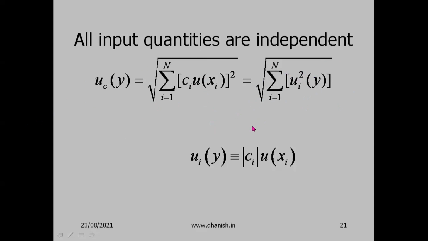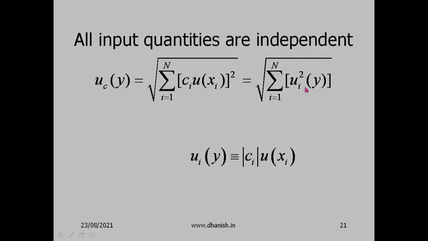I think you have learned this in statistics. Variance of x plus y is variance of x plus variance of y, and variance of x minus y is also variance of x plus variance of y. The variances always get added. So that is why this is the root of the sum of squares of the individual contributions. Standard deviations will not get added, but you square and add, that will give the resultant variance, and then take the square root, you get back the standard uncertainty.